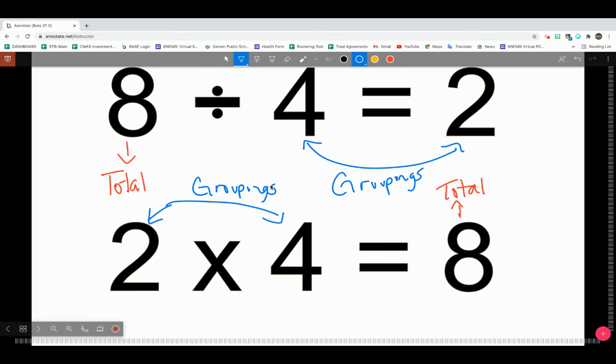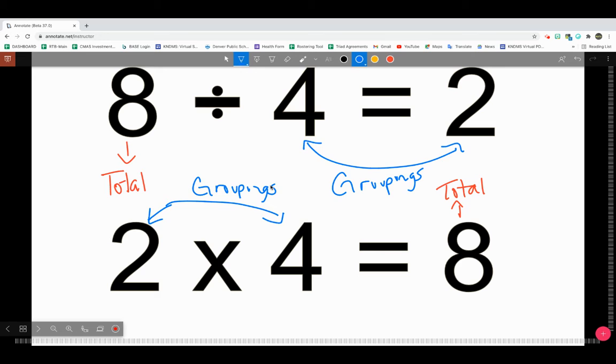The numbers that I put in groups and tell me how much is in each group are always going to be the same. That's never going to change. Because of that, it doesn't matter whether I'm multiplying or dividing. If something is missing from my equation using these numbers, I can always figure it out because they're related. They are related to each other.